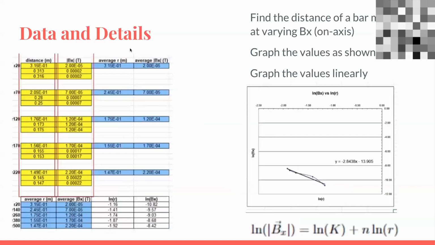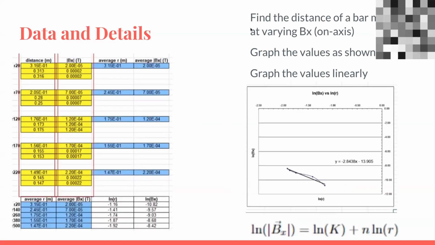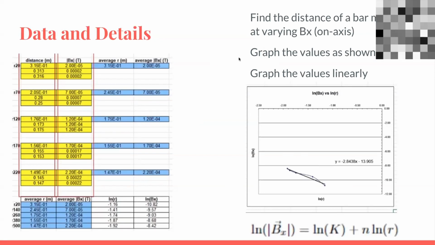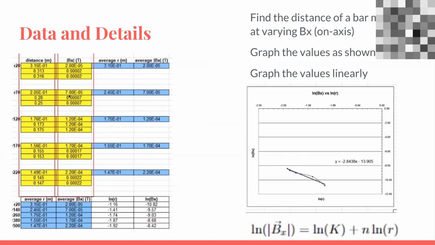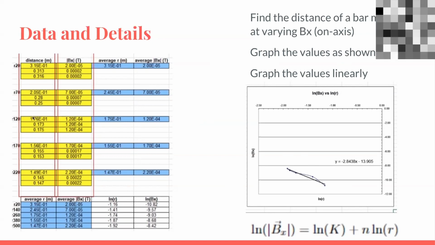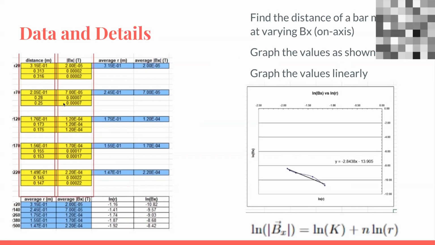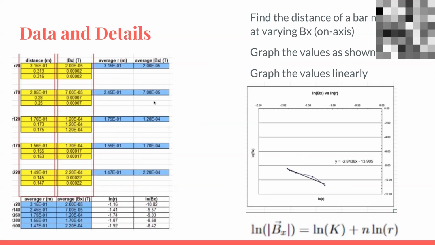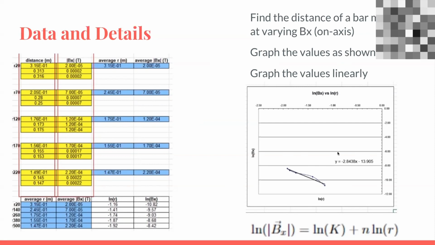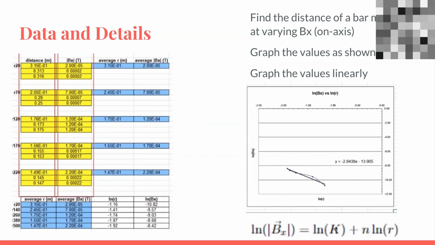This shows the data and details. The details were that to find the distance of a bar magnet at varying Bx on axis, graph the values as shown, and graph the values linearly. The left yellow column is the on-axis distance from the bar magnet at various magnetic fields. The right yellow column is the values of the magnetic field, and the blue columns are the averages of the distances and magnetic fields. And this equation shows the graph and the slope of the line. And here's the linearization equation down here.